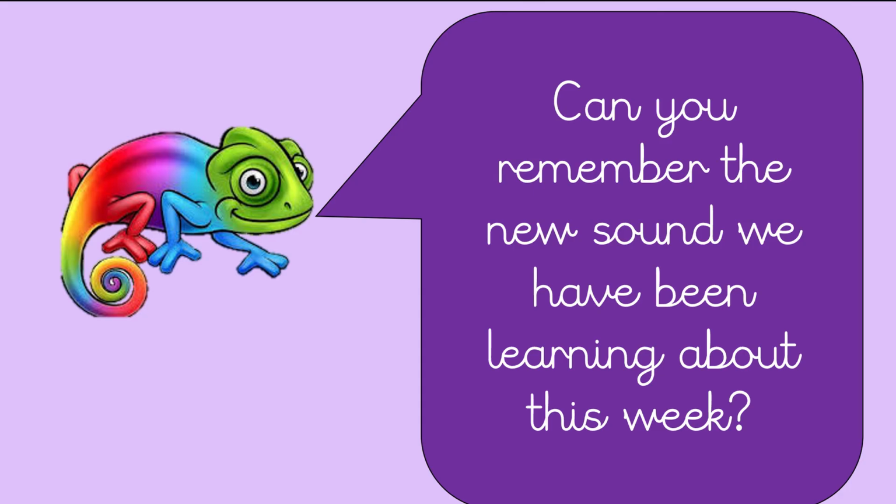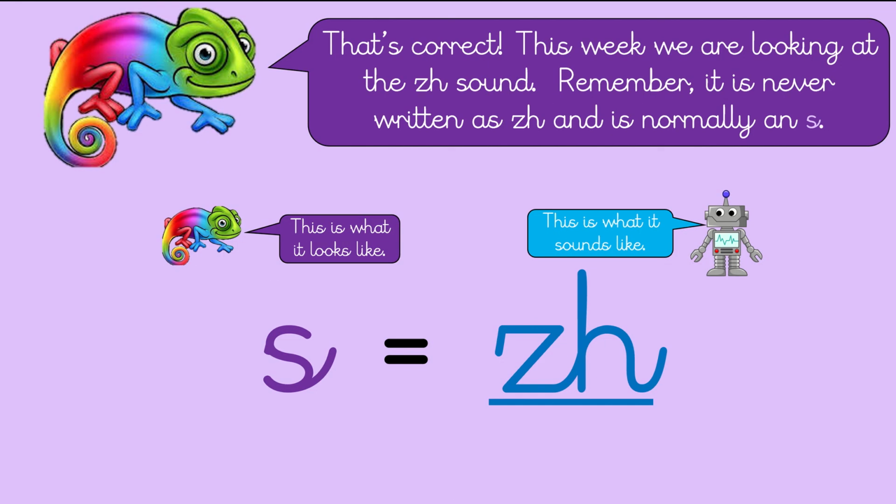Kathy is saying, can you remember the new sound we have been learning about this week? Okay, and that's absolutely correct if you did get it. This week we were looking at the Z sound. Remember that it is never written as a Z and a H, and it is normally an S by itself. So Kathy is saying, this is what it looks like. So it looks like an S, and Rex is saying, this is what it sounds like. So in these words, the S says Z.